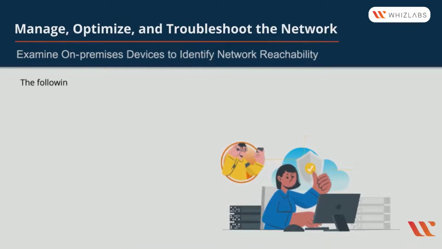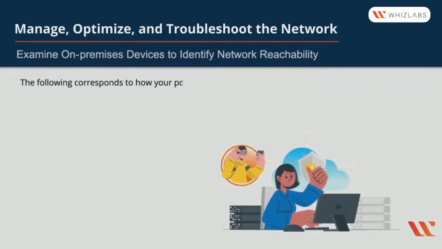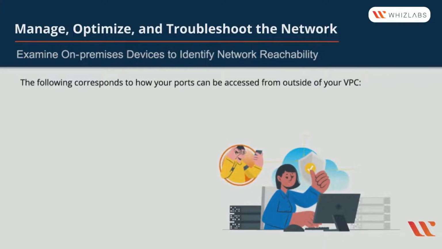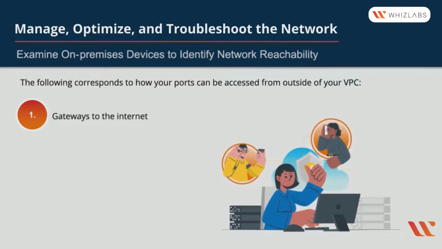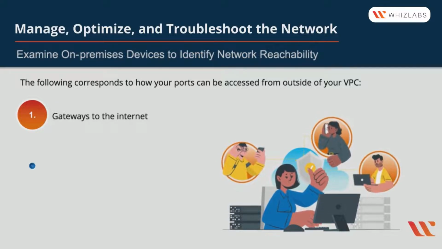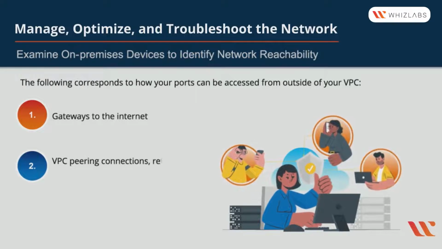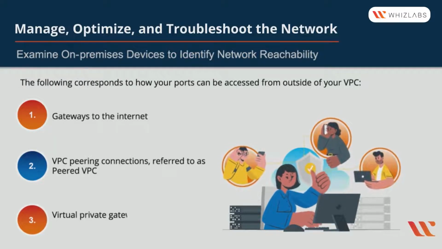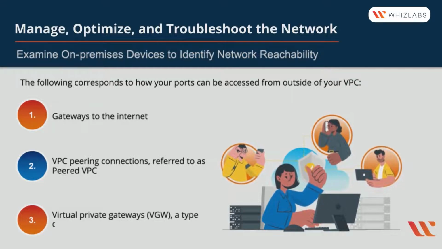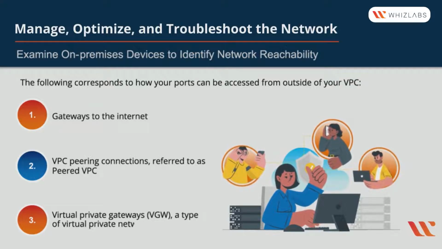Let us look at reachability routes. The following reachability pathways correspond to how your ports can be accessed from outside of your VPC and are checked by the network reachability rules. Gateways to the internet, including application load balancers and classic load balancers. VPC peering connections are referred to as peered VPC. Virtual private gateways, that's like VGW, are a typical type of virtual private network.